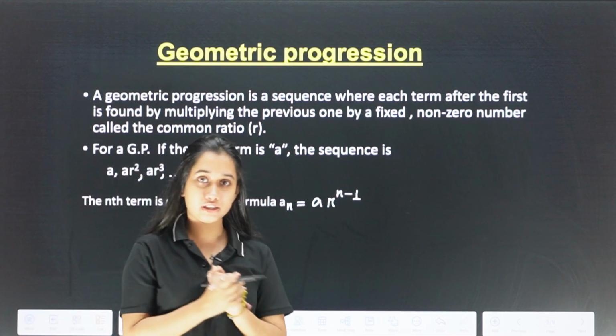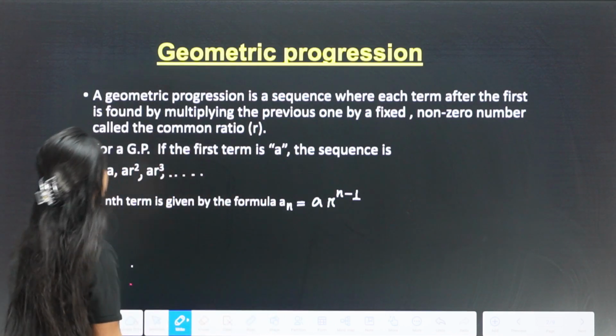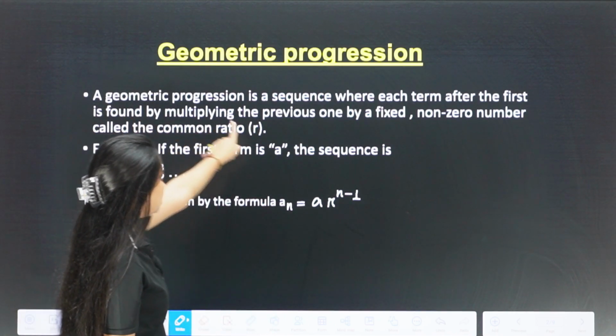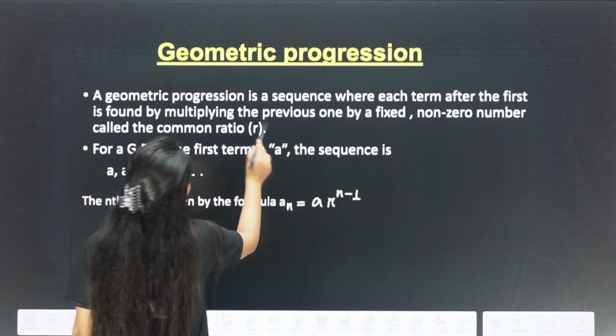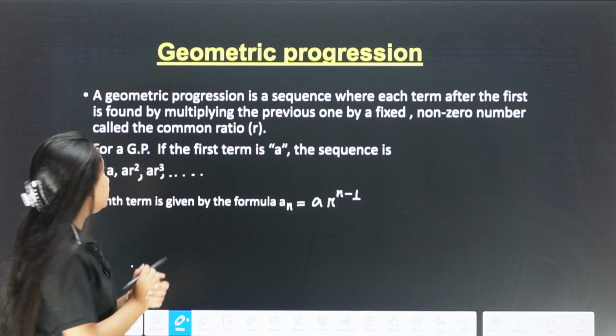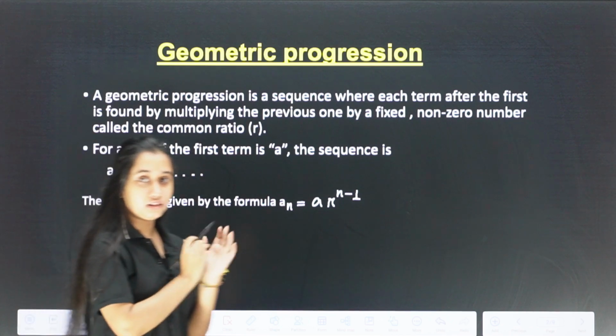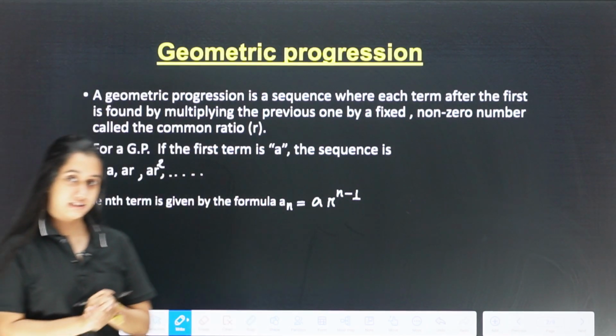When will we call a sequence a geometric progression, that is, a GP? A geometric progression is a sequence where each term after the first term is found by multiplying the previous one by a fixed, non-zero number, and that non-zero number is called the common ratio. So we will discuss the example later.